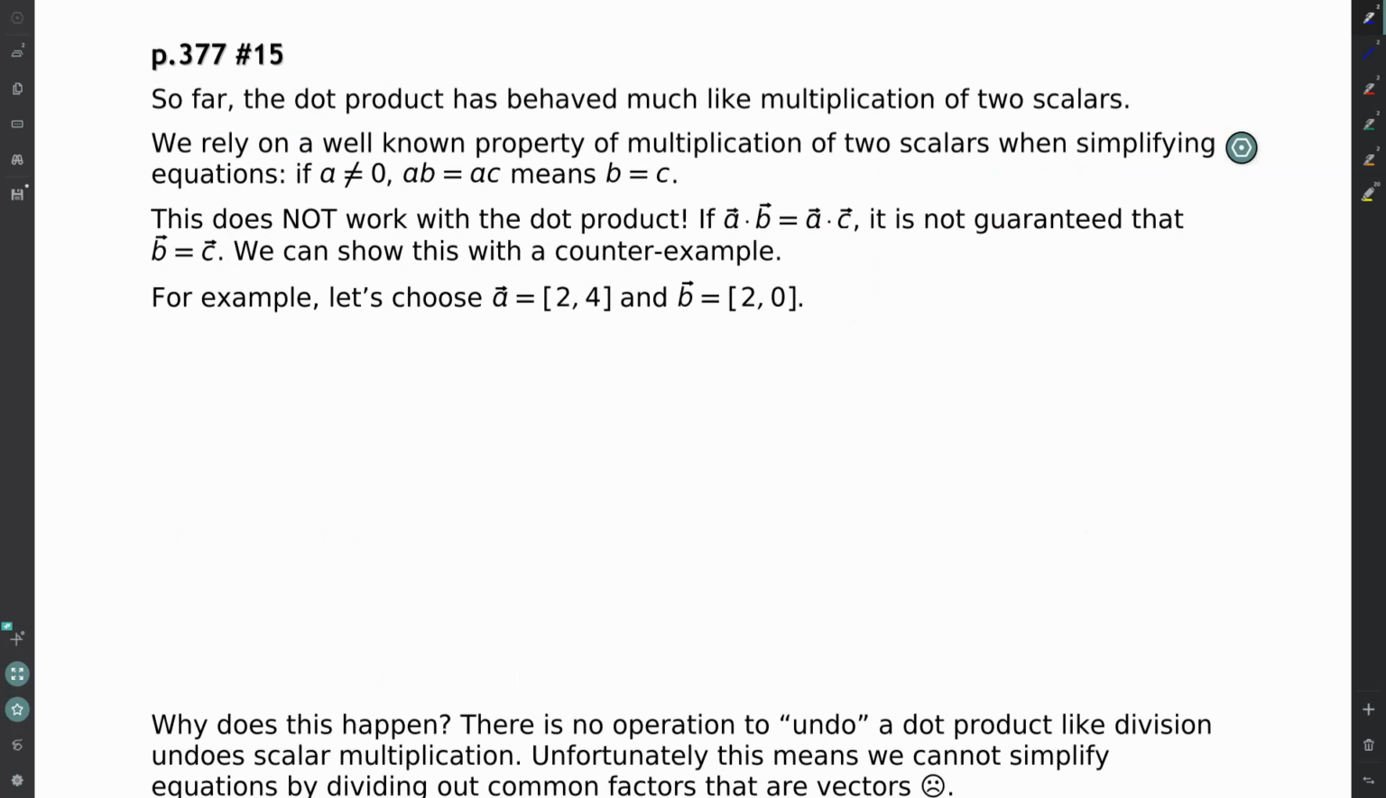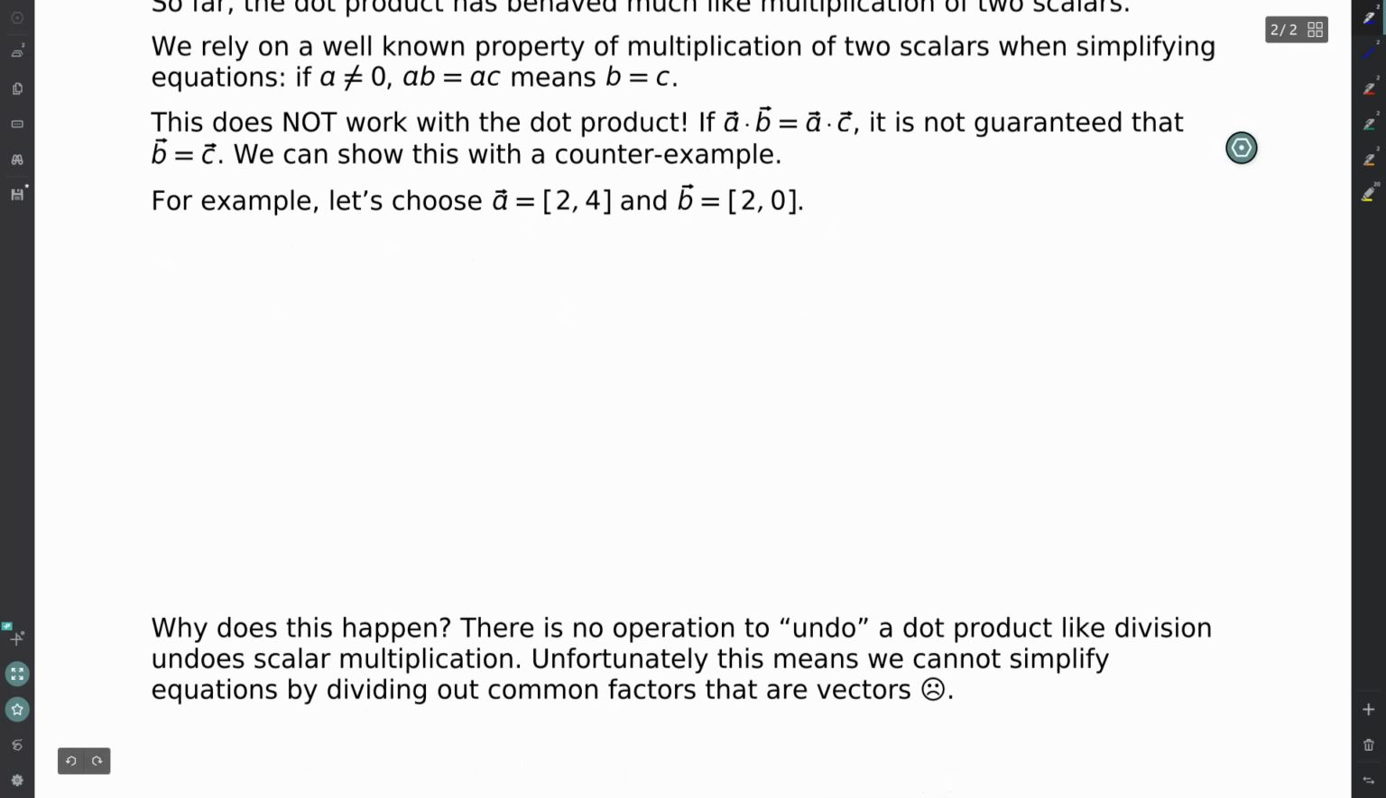Number 15 on page 377 is another example of where we have to be a little bit more careful with the dot product than we do with regular scalar multiplication of vectors. We're pretty familiar with the fact that when we have two scalars and none of them are 0, then if a times b is equal to a times c, that means that b is equal to c. We can divide both sides of the equation, ab equals ac, by a, and because a is not equal to 0, it works. This does not work with the dot product.